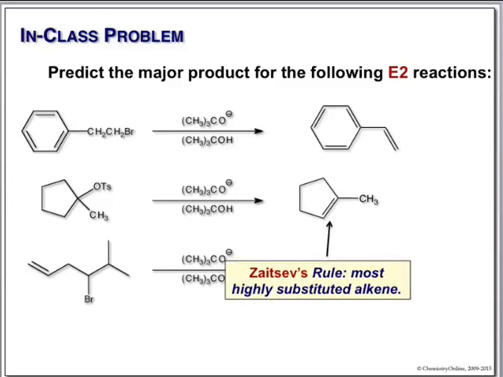Remember, Zaitsev's rule says that we will always want the most highly substituted alkene. If we pulled off a hydrogen on the methyl group, the advantage for that, frankly, is that this is much easier to get to than these guys are. But if we pull this guy off, we would have the exocyclic alkene, and that would not be the most highly substituted. Any questions? Zaitsev's rule.